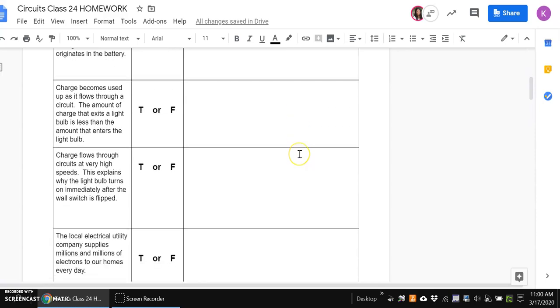Okay. Charge becomes used up as it flows through the circuit. The amount of charge that exits a light bulb is less than the amount that enters a light bulb. Okay. Again, this is false. The charge is already there. It's there anyway. It stays there. It just moves around.